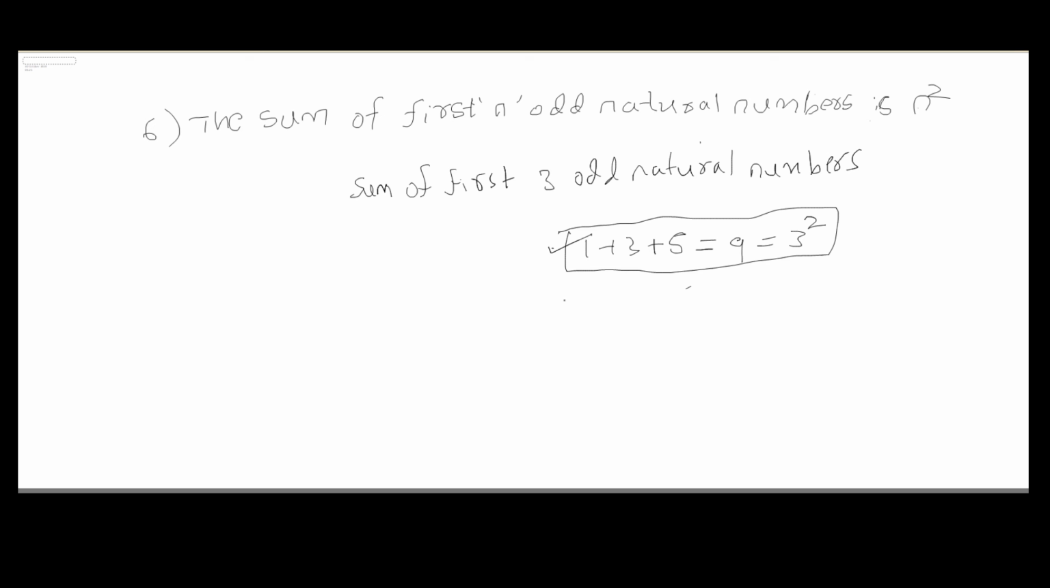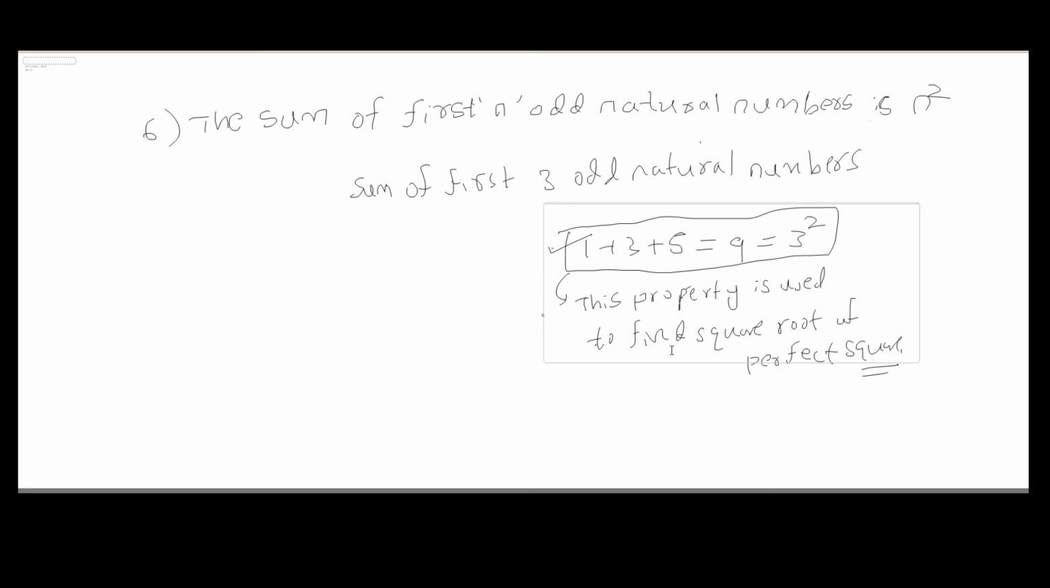Where is this property going to be used? To find the square root of a perfect square. Try to understand, this property is used to find the square root of a perfect square. How we are going to use it, you can study in the next class. But this is the property.